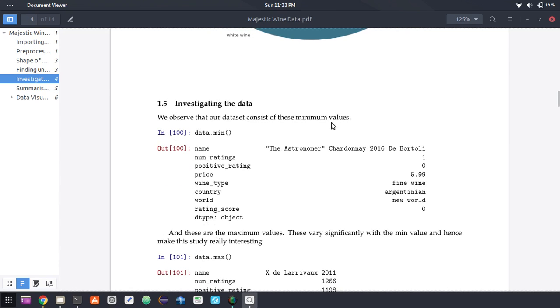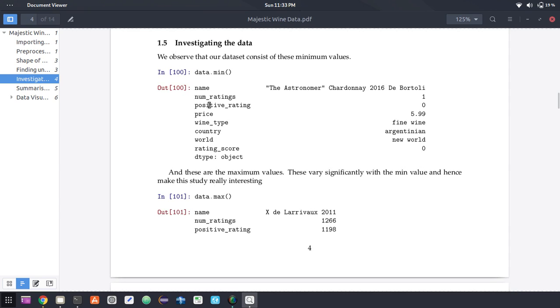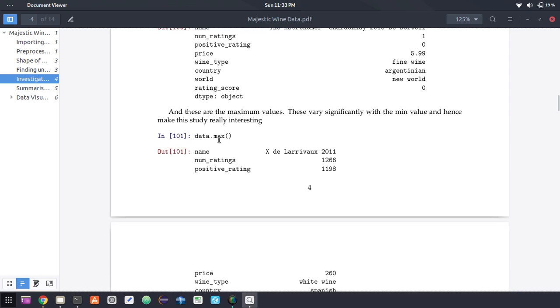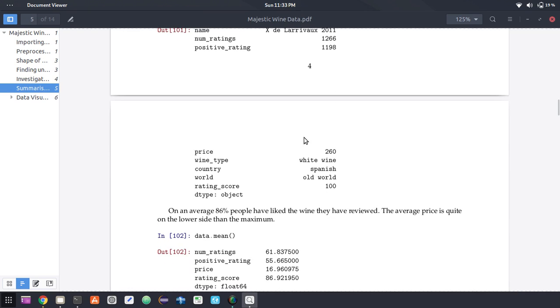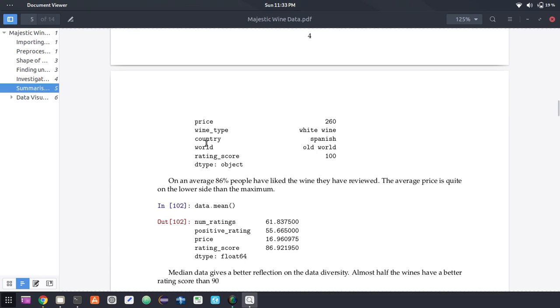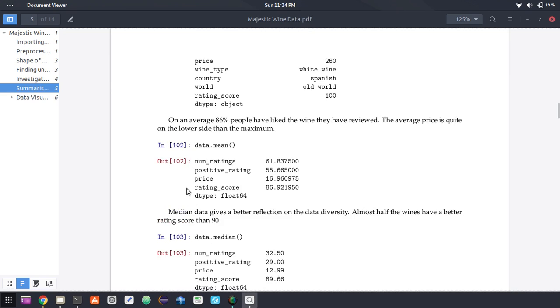Now, this is the minimum. This is the data of minimum values. Everything is there. So we can see that the minimum price, the lowest priced wine, is $6, and the rating 0 out of 100 is the minimum score. Positive rating 0 and number of ratings 1. That's the minimum. This is the maximum. So maximum we have number of ratings 1200, positive ratings again approximately 1200, price is $260, and rating score is 100 out of 100.